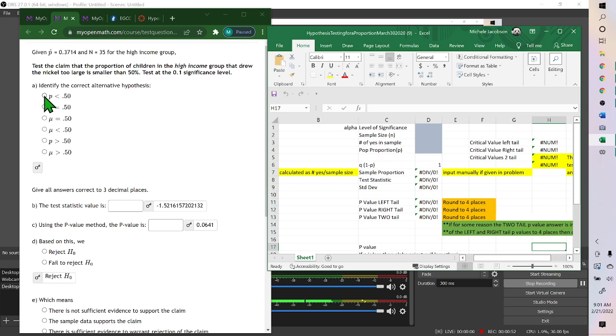Well, there's two of them. There's this one and this one. But this is a proportion. Right here it says proportion, so it's P. If it said average, then it would be mu. So it's P.